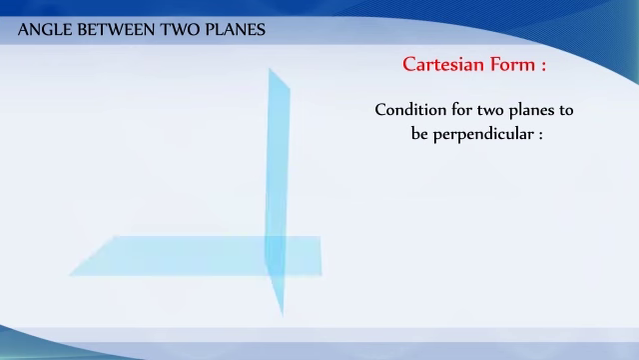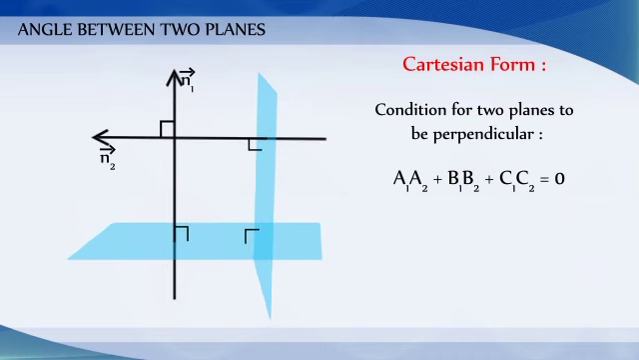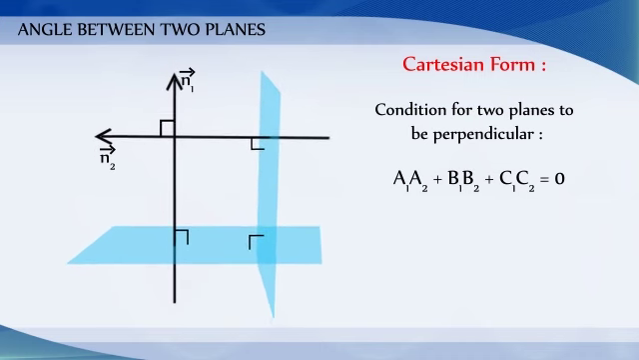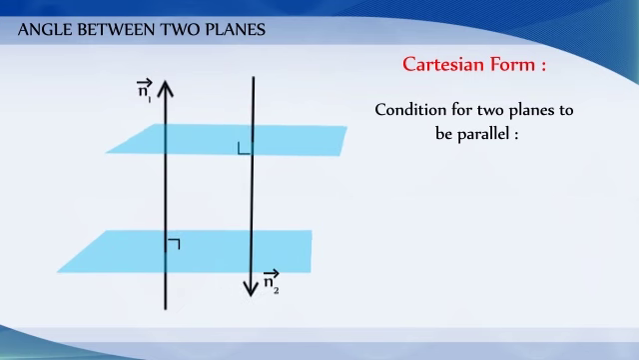Condition for these two planes to be perpendicular is a1 a2 plus b1 b2 plus c1 c2 is equal to 0 and condition for these planes to be parallel is a1 over a2 is equal to b1 over b2 is equal to c1 over c2.